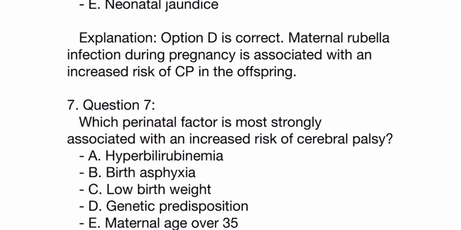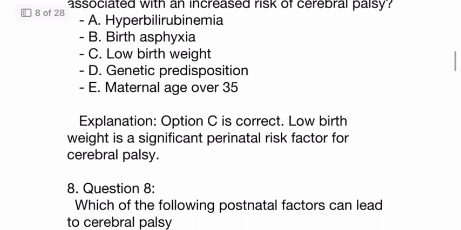Question 7. Which perinatal factor is most strongly associated with an increased risk of CP? A, hyperbilirubinemia. B, birth asphyxia. C, low birth weight. D, genetic predisposition. E, maternal age over 30. So which perinatal factor? The one that is going to be associated with an increased risk of CP is low birth weight. Option C, low birth weight.